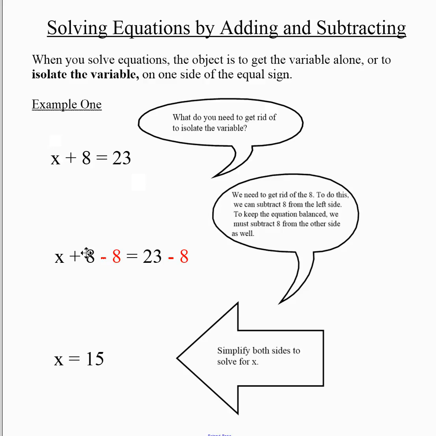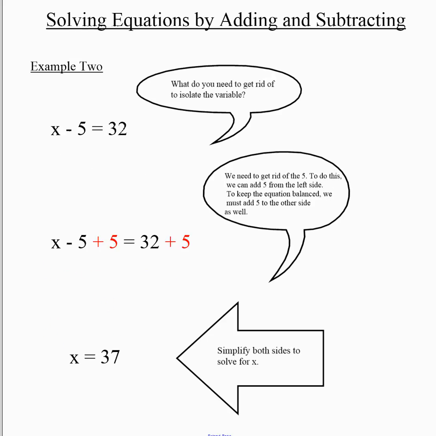If you subtract 8 from the left-hand side, to keep the equation balanced, you also have to subtract it from the right-hand side. This part here becomes 0. It cancels out. This part simplifies to 15. And so that's why I'm left with x equals 15. So let's look at another example like that.